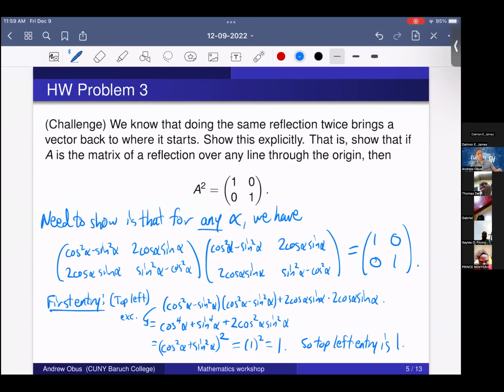Okay? And so to fully do the problem, you then need to just repeat this for all of the other entries. You need to show that the top right entry is 0, and the bottom left entry is 0, and the bottom right entry is 1. So you have to do 4 calculations just like this, but I'll leave it as an exercise to show that if you multiply these matrices all out, and it maybe gets a little bit complicated, but in the end, it all simplifies down to 1, 0, 0, 1.